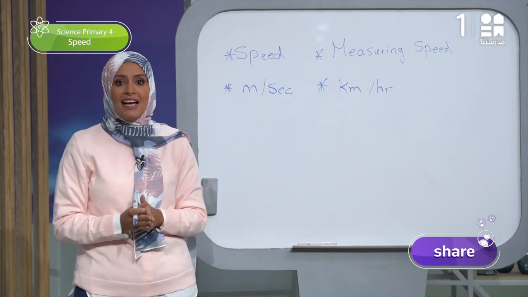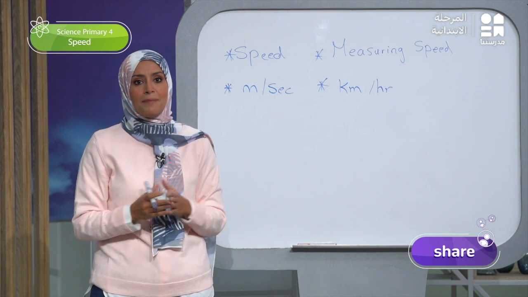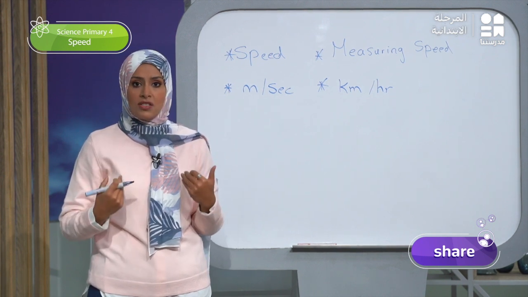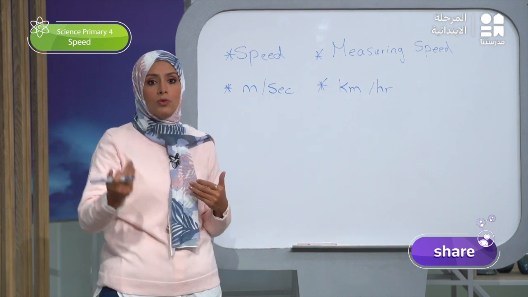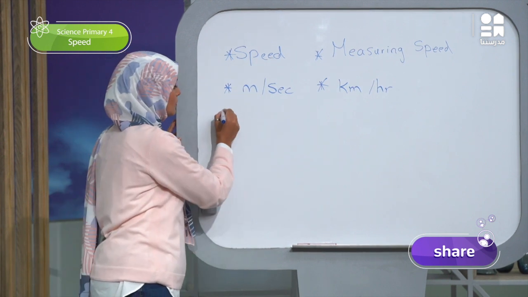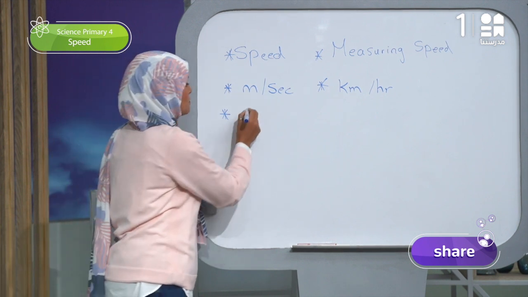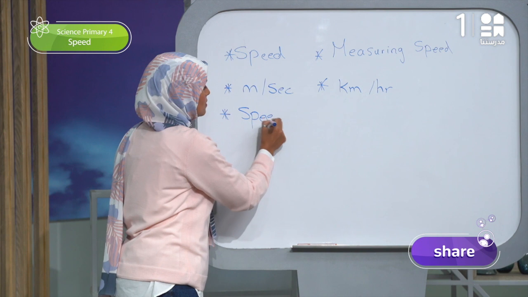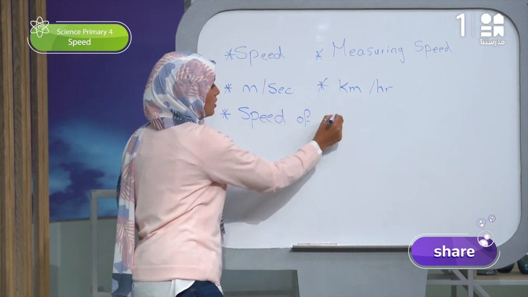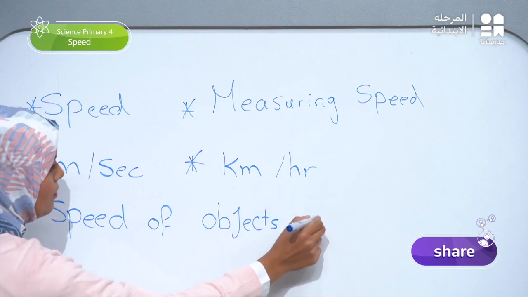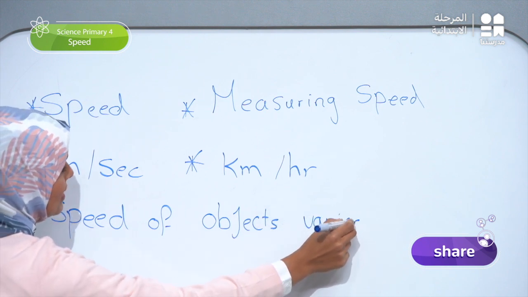تالت حاجة اتعلمناها speed of objects varies depending on the force acting upon them and their kinetic energy that they have to move. So, another info we learned that speed varies. Speed of objects varies. سرعة الحاجات اللي حوالينا بتختلف.